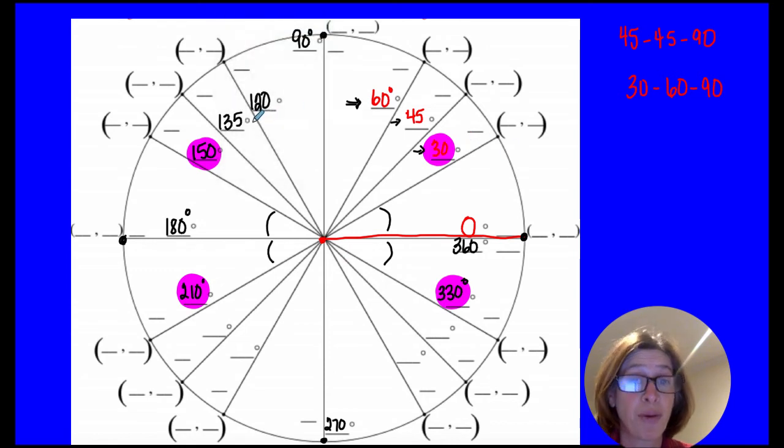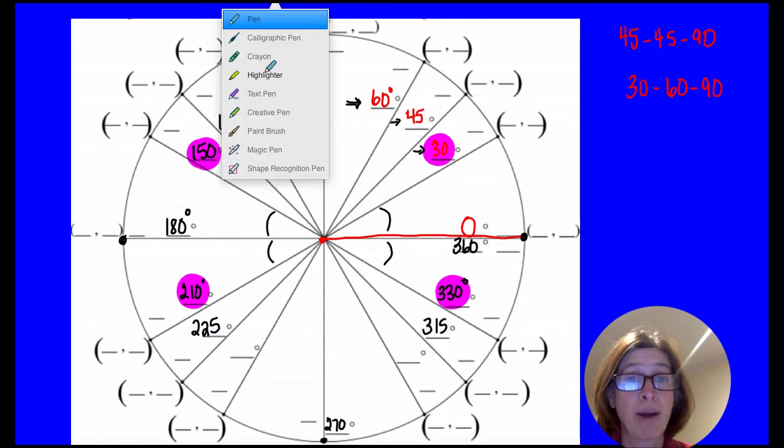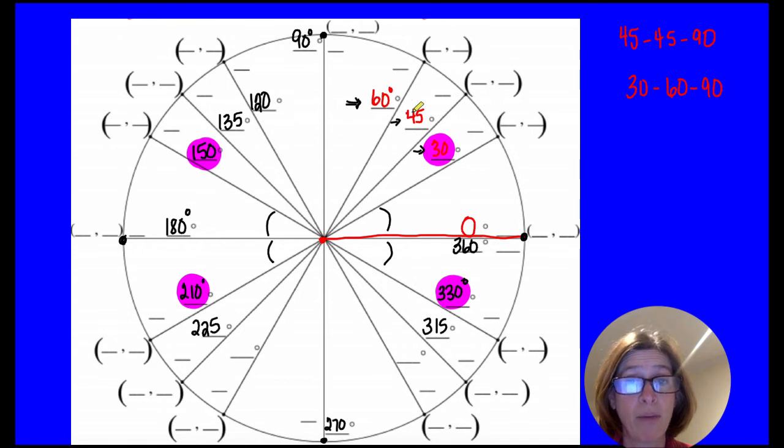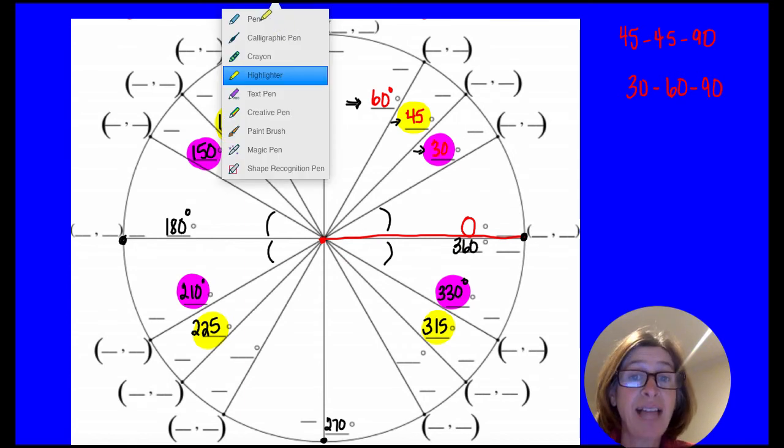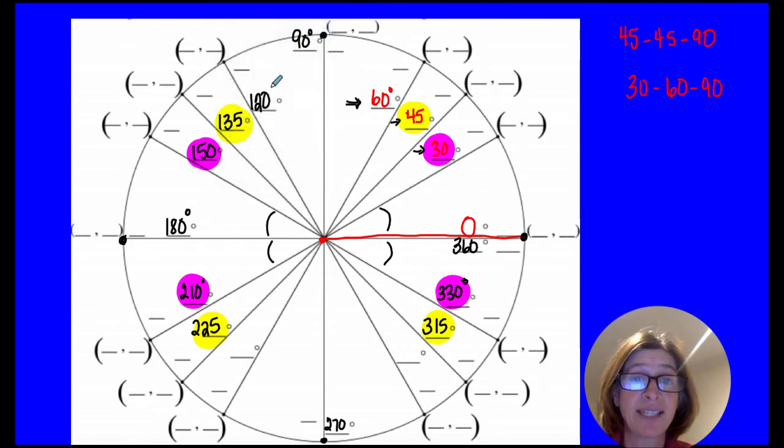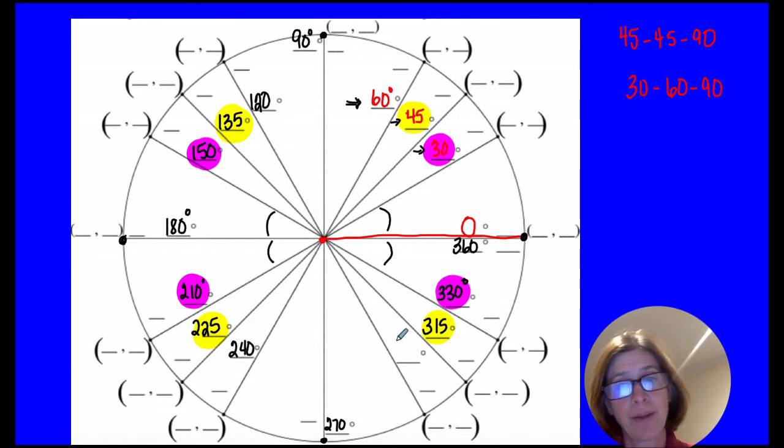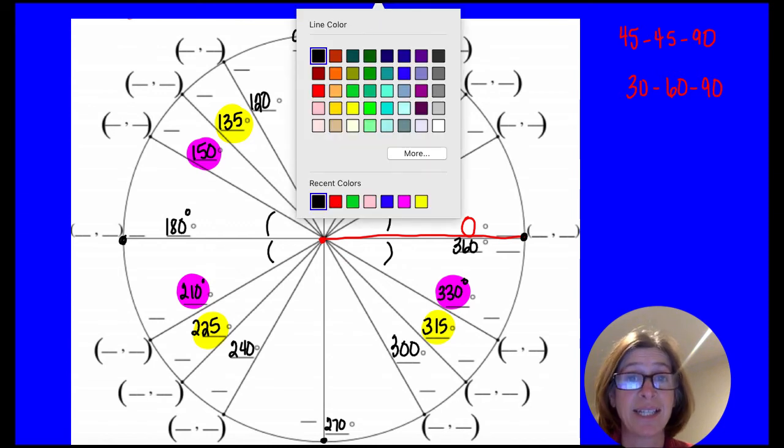All right, let's move on to the 45 degree angles. The 45, 135, 225, 315. So these are going to be the ones that pair up with each other. And let me switch to maybe yellow. 45, 135, 225, and 315. They're all referring back to that 45 degree angle. And then the last one would be the 60 degree angle. So 60, 120, 240, 300. And again, these all refer back to the 60 degree angle.